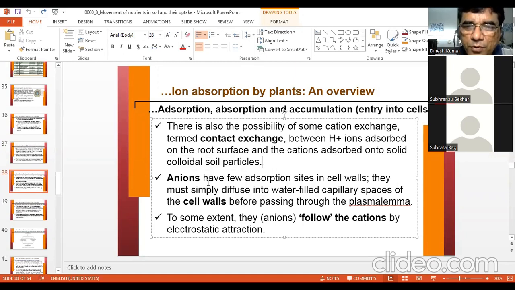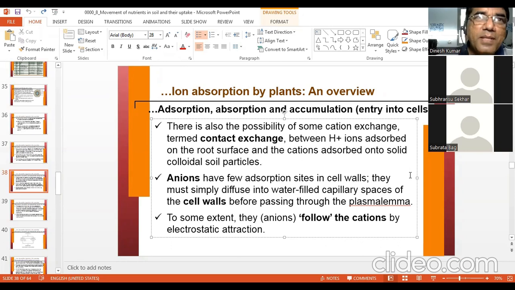So anions have few adsorption sites in cell walls. Now how will the anions move into the cell? Anions have few adsorption sites in cell walls, not very high. They must simply diffuse into water-filled capillary spaces of the cell walls before passing through the plasma level. So it is really quite a complicated subject. Now anions are moving into the cell wall just on their own by diffusion. The positive ions or cations are moving through exchange, and anions are just moving through diffusion into the cell wall area.